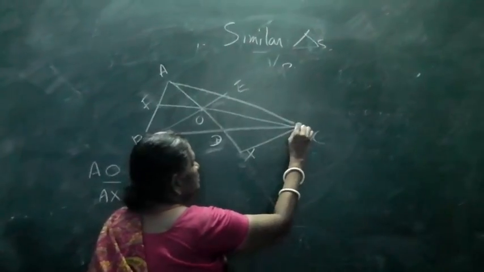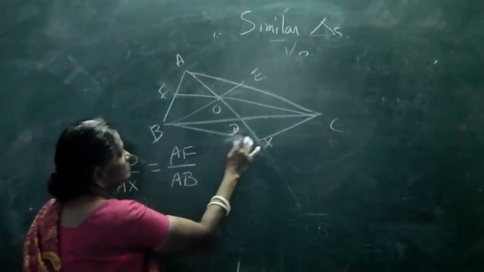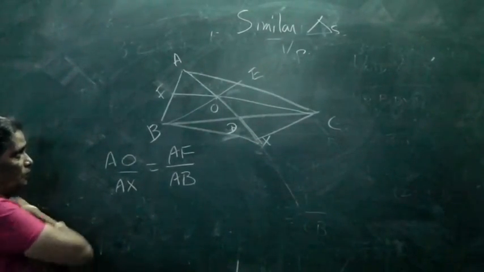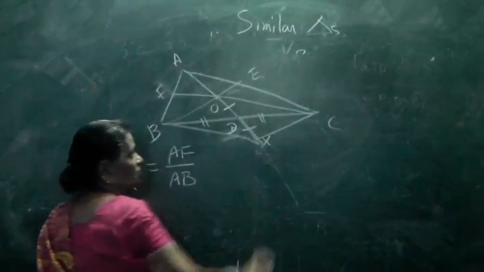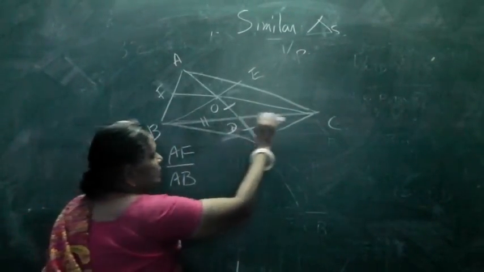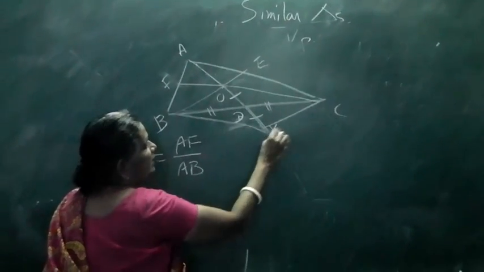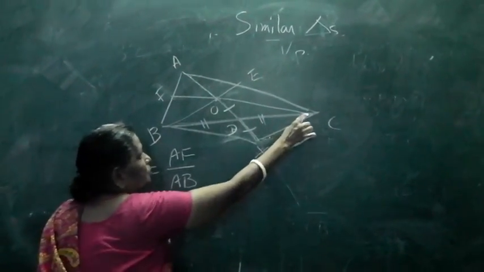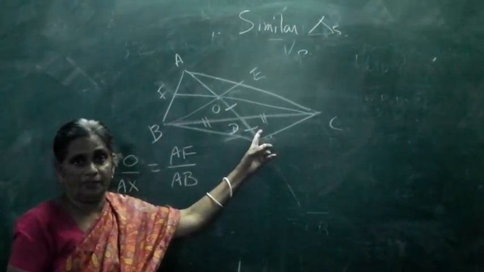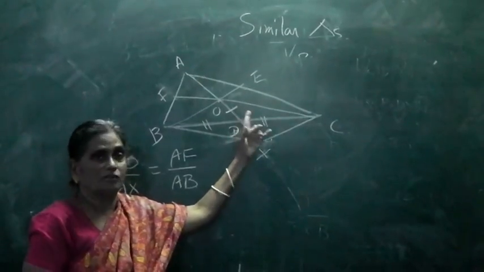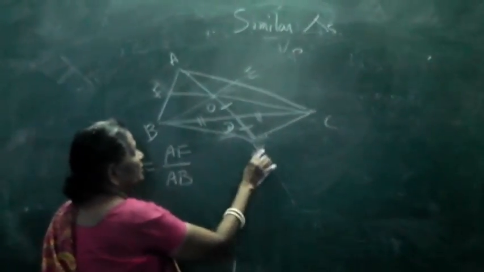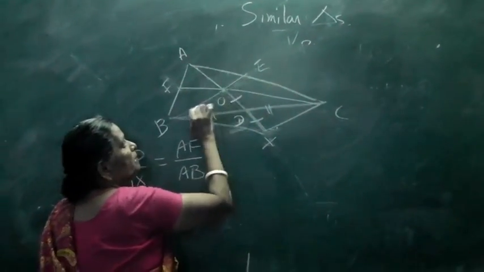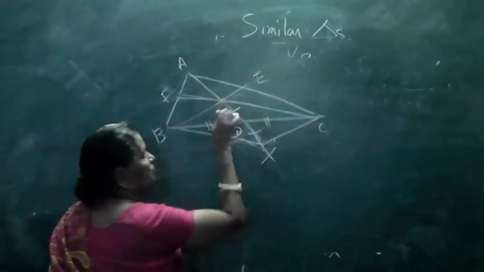Now, construction: join this. This is equal to this because it's given. This is also equal to this because it's given. That means, in this quadrilateral BOCX, these are the two diagonals which bisect each other. Only in a parallelogram do diagonals bisect each other. So, BO is parallel to CX, CO is parallel to BX. BO is just a part of BE. So, we have said BXCO is a parallelogram.